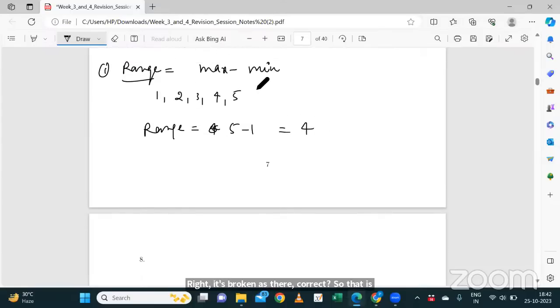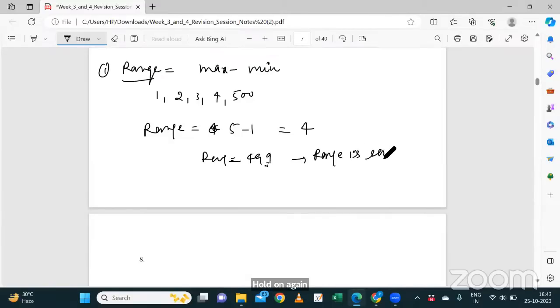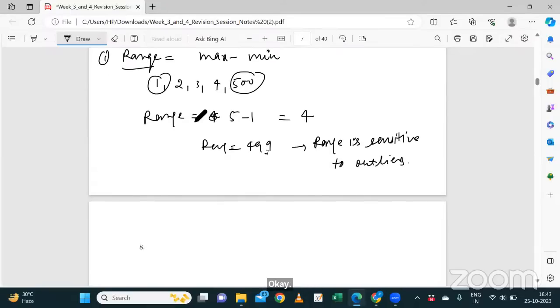Instead of 5, let's take a general data set where you have 500. Then the range will be 499. So can I say range is very sensitive to outliers? Yes, sir. Because it is sensitive to extreme values. Range consists only of maximum minus minimum, and extreme values normally lie at both ends. Range takes only two observations of the data set.